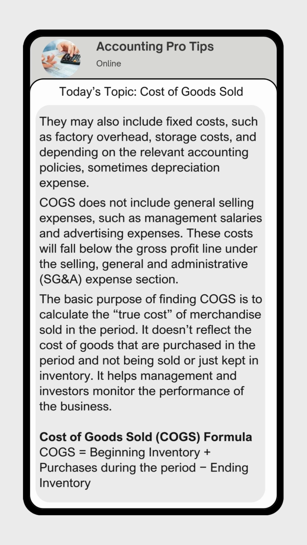Cost of goods sold formula. Cost of goods sold equals beginning inventory plus purchases during the period minus ending inventory.